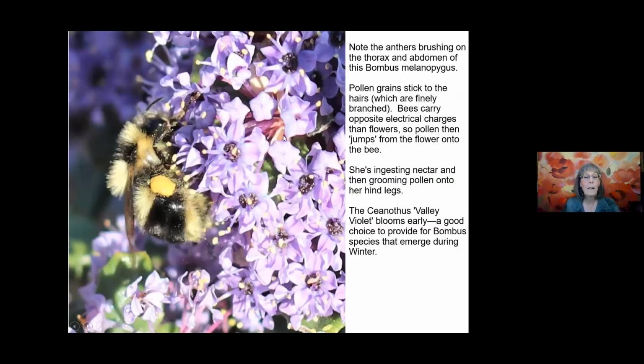Again, pollen, here's a great picture of a Bombus melanopygus on Valley Violet. You can see she's going after nectar, but her hairs are brushing against the anthers of the plant and the pollen, which plants and bees have opposite electrical charges. So when a bee lands upon a plant, the pollen is attracted to the bee, and then she grooms it from her fur into these little pollen baskets and takes it back to the nest.